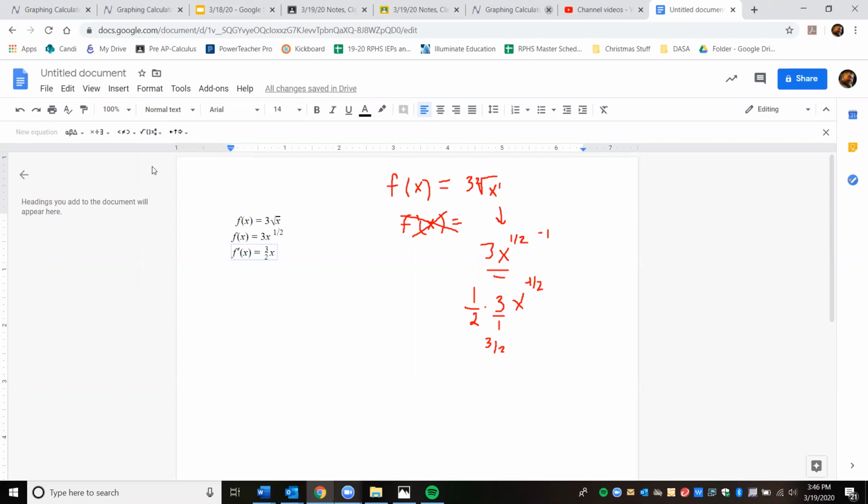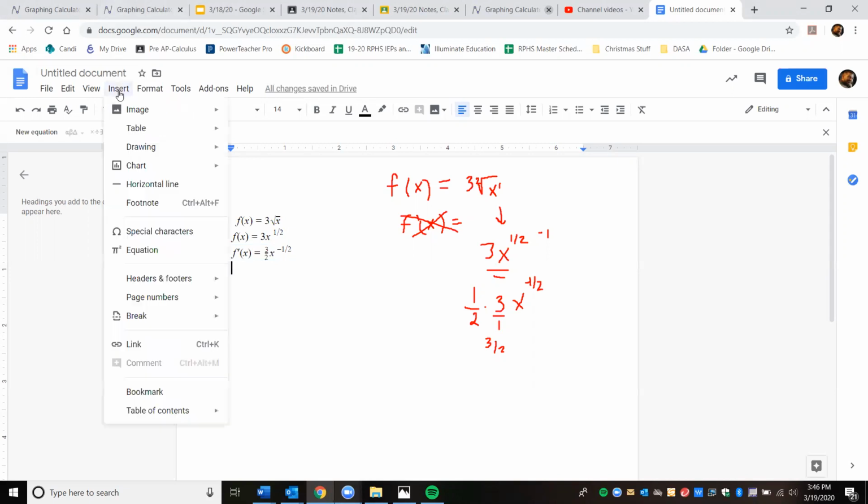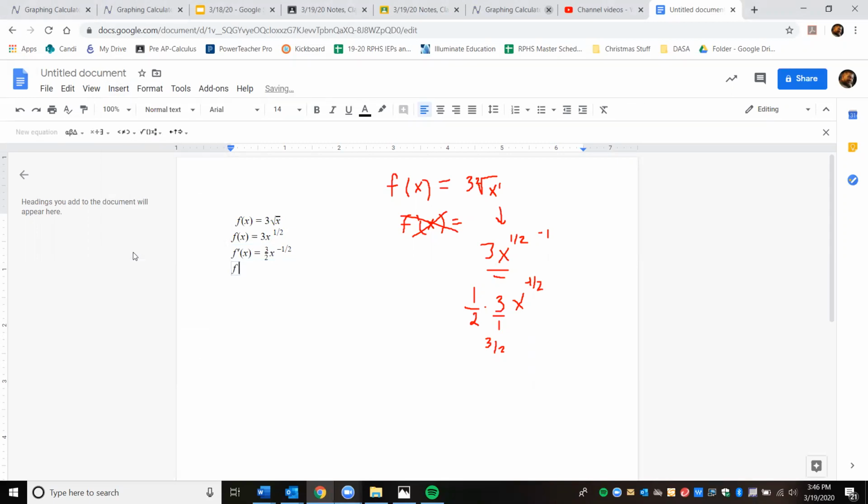Yep. And now I need an exponent. So I'm going to go back up to my exponent right there. Hit my right arrow key again. Type in negative 1 divided by 2. Hit my right arrow key again to drop that down. And now I can keep moving on. Insert equation, f prime x equals.